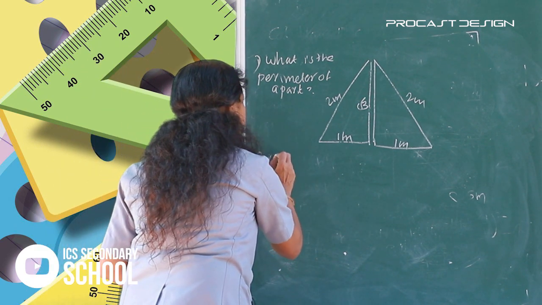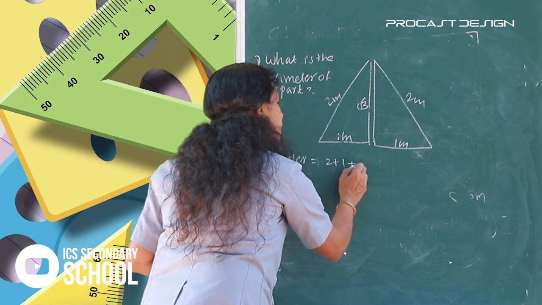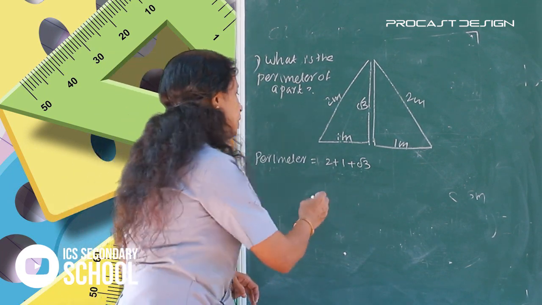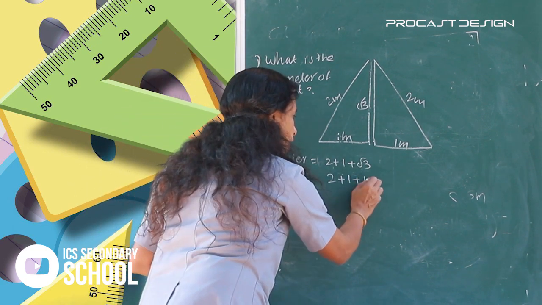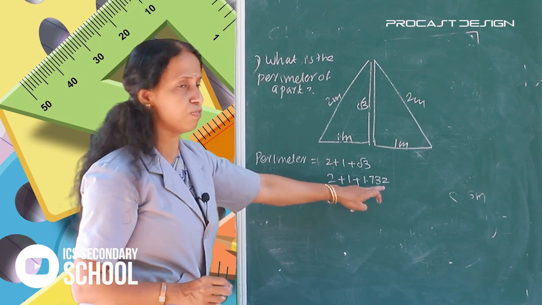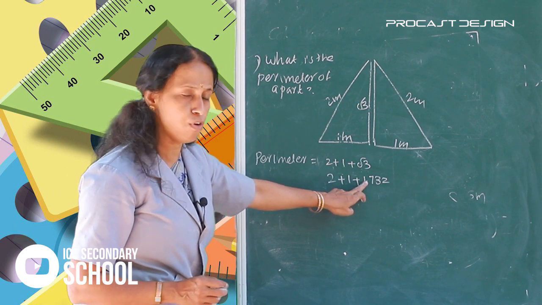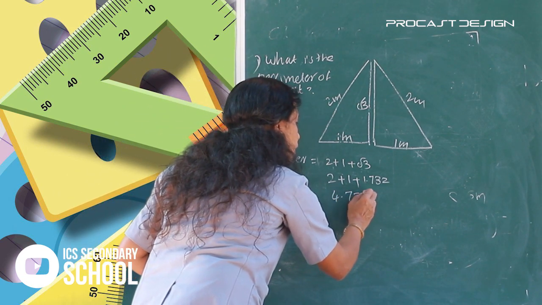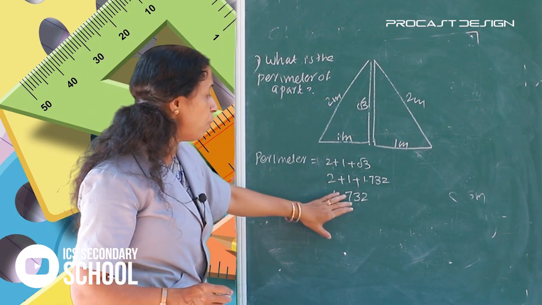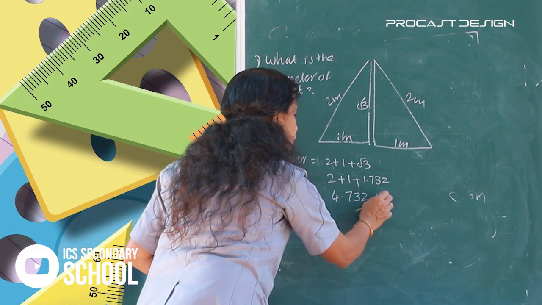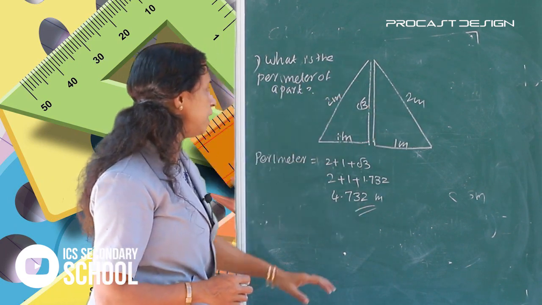The perimeter of this part is equal to 2 plus 1 plus root 3. Root 3 is 1.732. 2 plus 1 is equal to 3. 3 plus 1.732 is equal to 4.732. The perimeter of this part is equal to 4.732 meter.